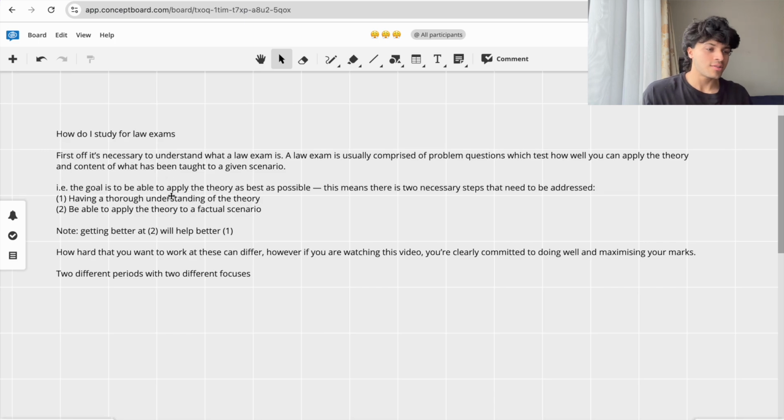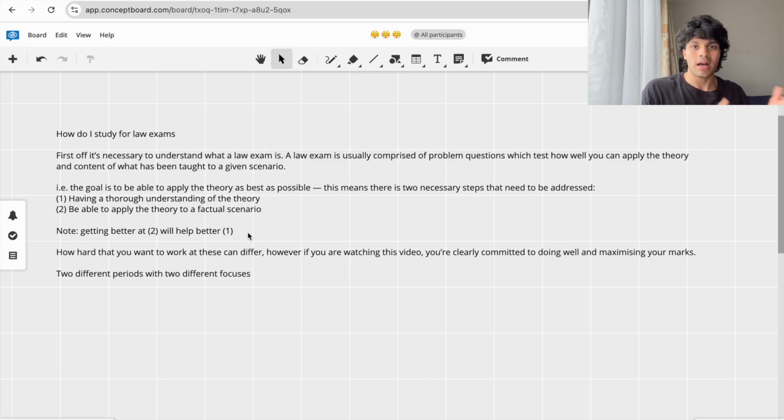So to do a law exam as best as possible, what we need to be able to do is apply the theory to the factual scenario. This means there are two necessary steps which need to be addressed. The first is having a thorough understanding of the theory. The second is being able to apply the theory to a factual scenario. Note, getting better at this second step will actually help you get better at number one.